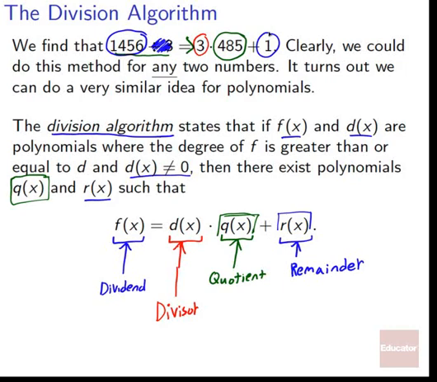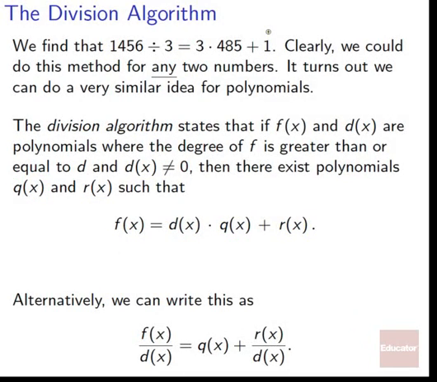Now we could also have an alternative form where we write this as f of x over d of x equals q of x plus r of x over d of x, where we just turn this into dividing by d of x, dividing by our polynomial. So basically the same thing is happening over here. So this would not be 3 times 485, it should be 1 over 3, right? So 1,456 divided by 3 is equal to 485 plus 1/3, because that's 1,456 over 3. So we've got a real connection between these two things.